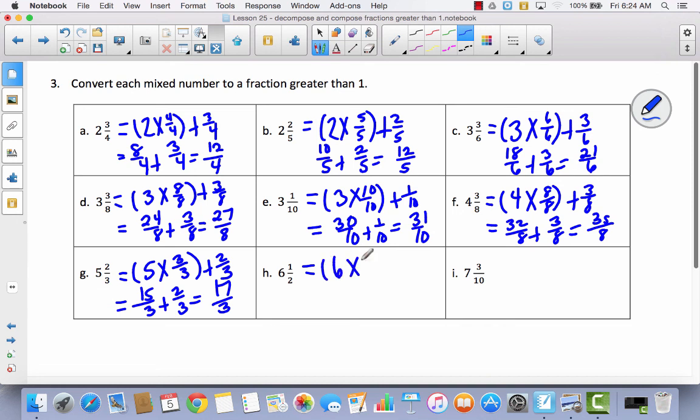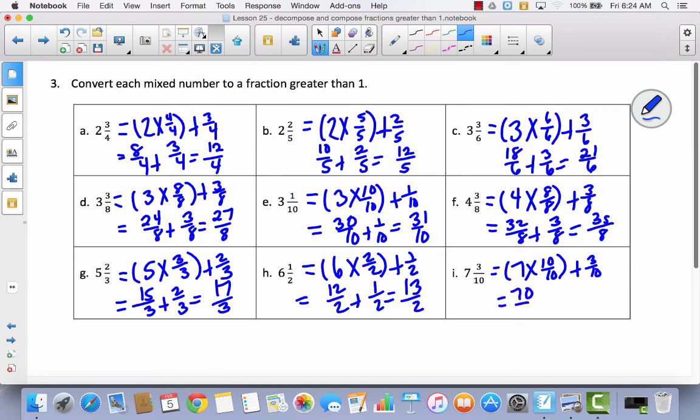6 times 2/2 plus 1/2. So that would be 12/2 plus 1/2 equals 13/2. All right, last one. So we have 7 times 10/10 plus 3/10. This would be 70 tenths plus 3/10 equals 73 tenths.